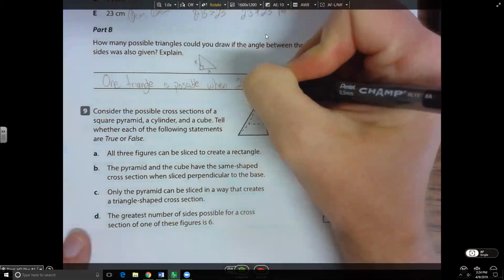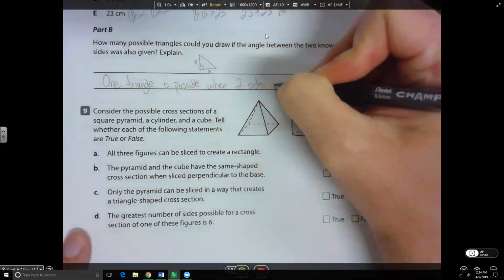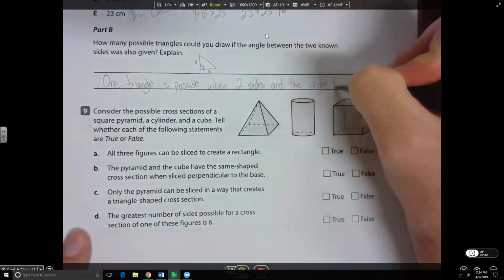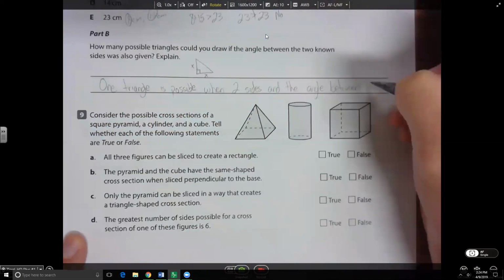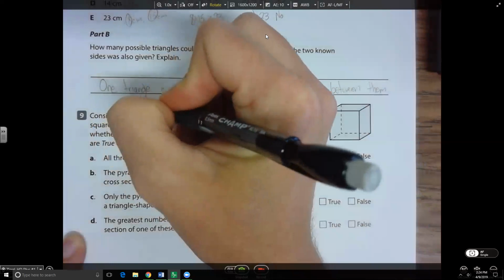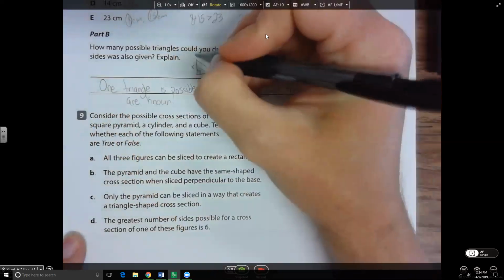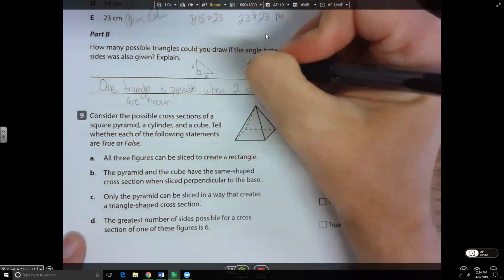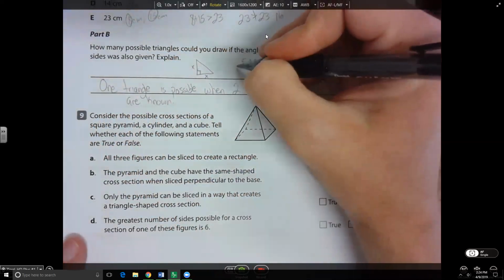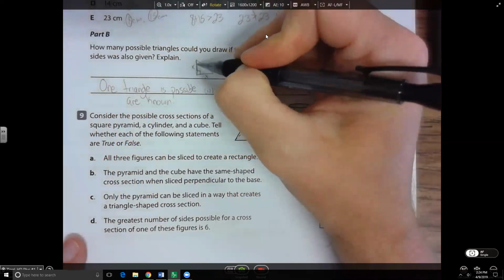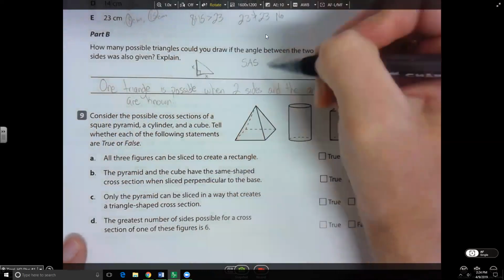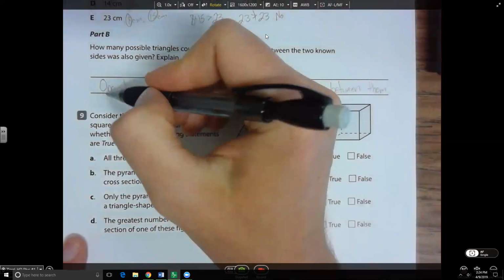Only one triangle is possible when two sides and the angle between them are known. We call this a side angle side relationship. You'll learn more about that in high school, but you've got a side length, an angle measure, and then another side length. From that given information, you can see if you have a triangle or not, and that would only be one triangle.